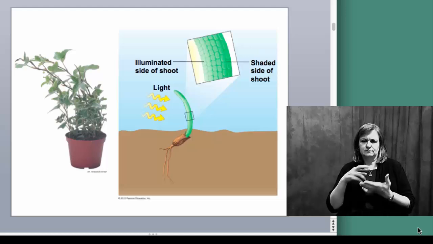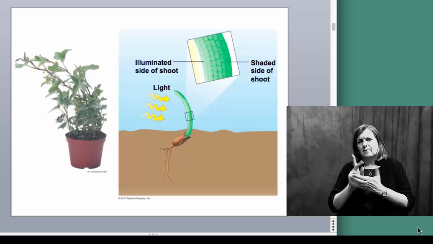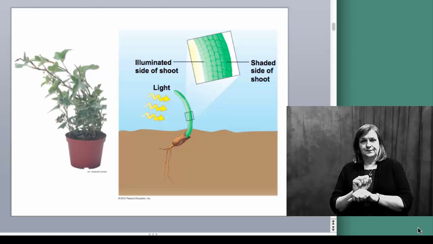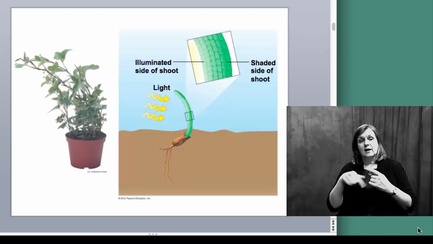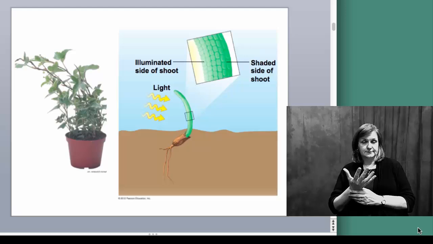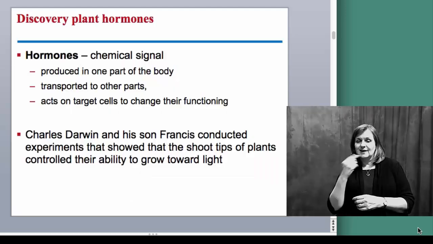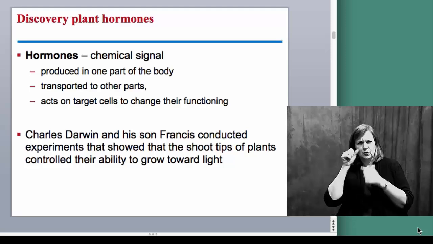So scientists have spent a lot of time trying to understand how these different plant hormones work, but what I want to focus on today is how those hormones actually affect plant growth in particular. So they're just simply chemical signals.